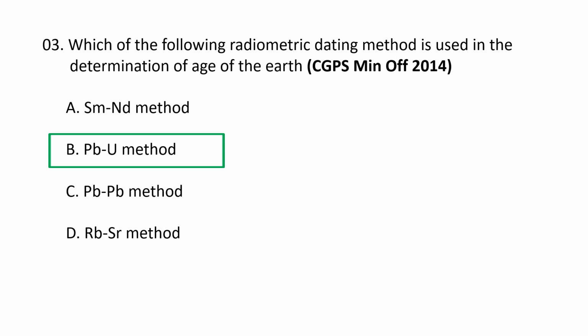The radiometric dating method is primarily used to determine the age of the Earth by analyzing the decay of radioactive elements within the rocks and minerals, with the most commonly used technique being uranium lead dating, which measures the decay of uranium isotopes into lead isotopes to calculate the age of the sample. So the radiometric method used in the determination of the age of the Earth is the lead uranium method. B is the correct option.